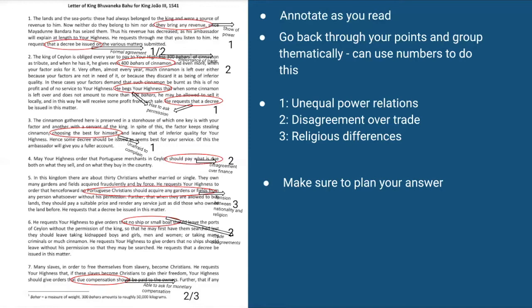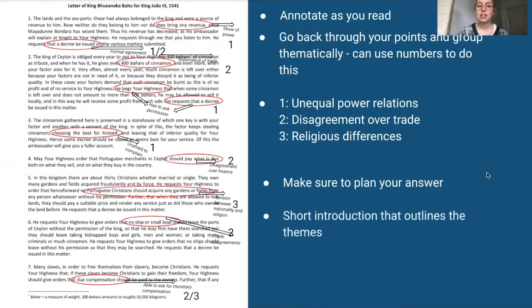So I would then sit down to plan your answer, and I would do it under the main themes that you have identified. So for the purposes of this example, we've got 3. 1, unequal power relations. 2, disagreement over trade. 3, religious differences. So I would almost make those into 3 separate charts, and I would identify within that chart the points or the pieces of evidence that you definitely want to deploy in order to demonstrate those themes, or in order to really show that you think they are of importance and of relevance.